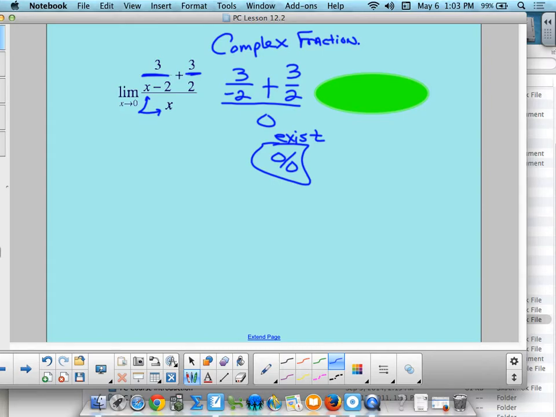So now we got to do what? Simplify. We have to simplify the complex fraction. I'm going to rewrite this: 3 over x minus 2, plus 3 over 2, all over x. Okay. Somebody out there, tell me how to clean the mess up.